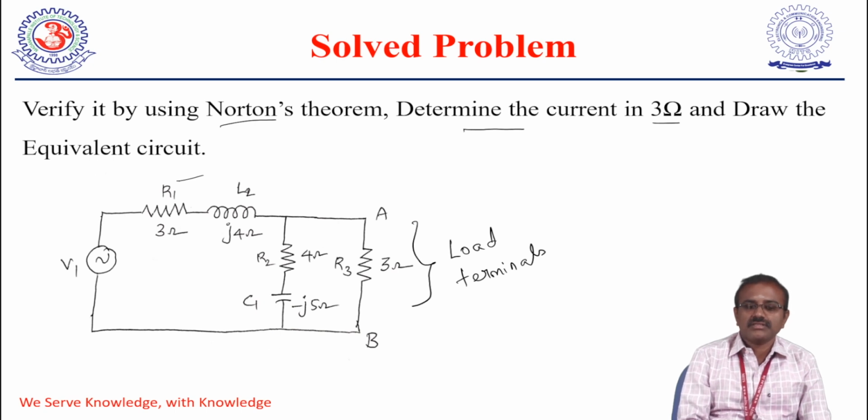In this case we are using V1, a 5 angle voltage source we have been given. Let us look at the circuit: this one is 3 ohms, j4, and 4 ohm minus j5. In this we are using a capacitance. Previously we had not included a capacitance, but in this case we are using one.